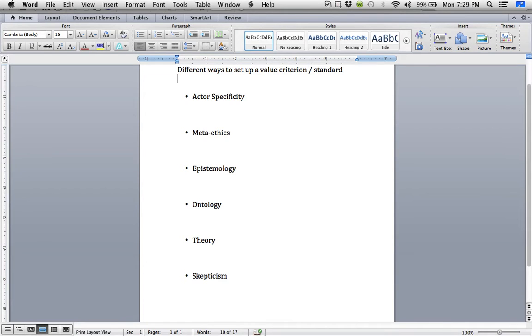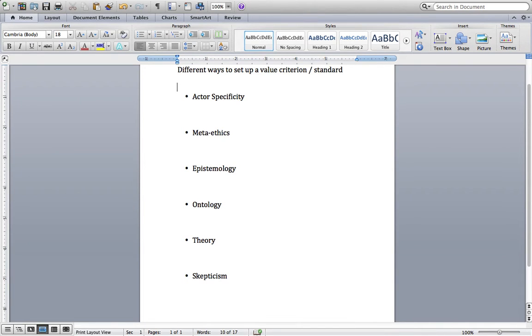and learn about the different ways to justify the value criterion slash the standard. So if you remember from last time, the definition of ought, or the operative term in the resolution, usually told us what the value was. So establishing the value is almost always a very straightforward process. It's just a question of what ought means.